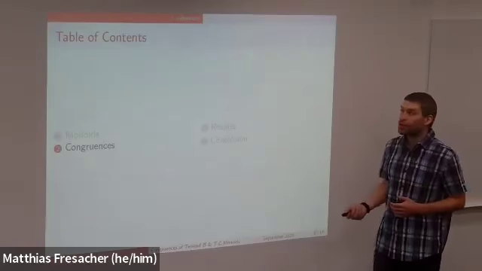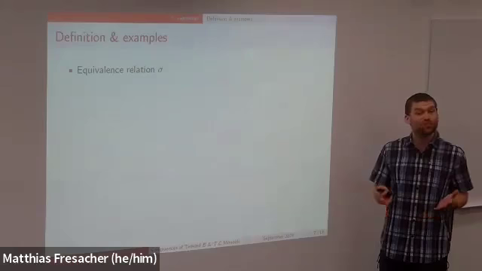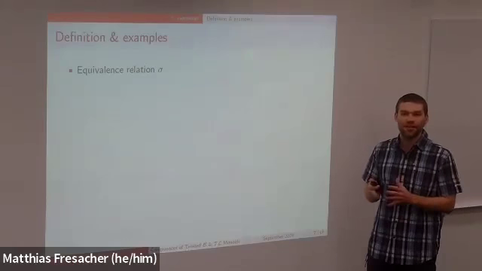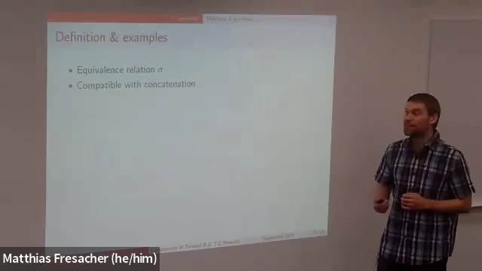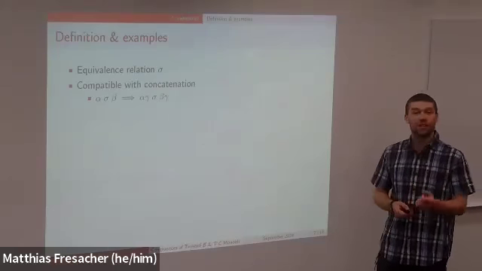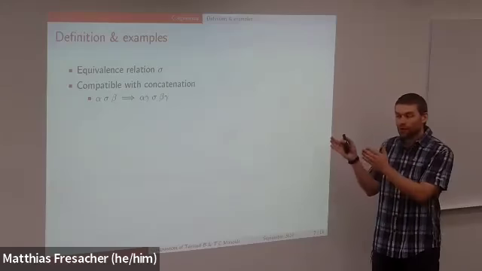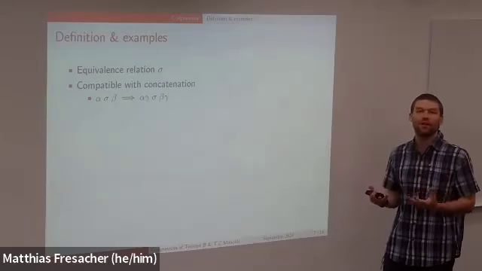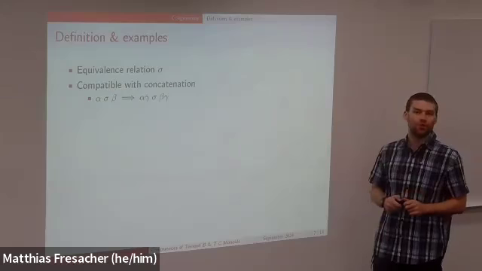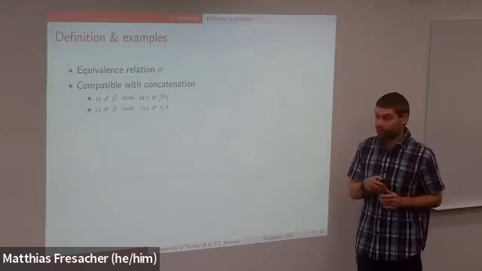Now let's move on to the congruences. What exactly are they? Well, they're an equivalence relation, usually denoted sigma, on our set of diagrams, but it has to be compatible with concatenation. And by that, we mean if I take a diagram alpha that is congruent to some beta, if I multiply on the right by any other diagram, say gamma, that pair must also be congruent. And I want the same condition to hold on the left.